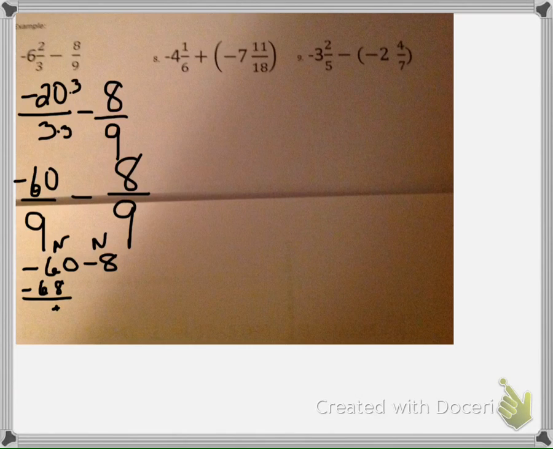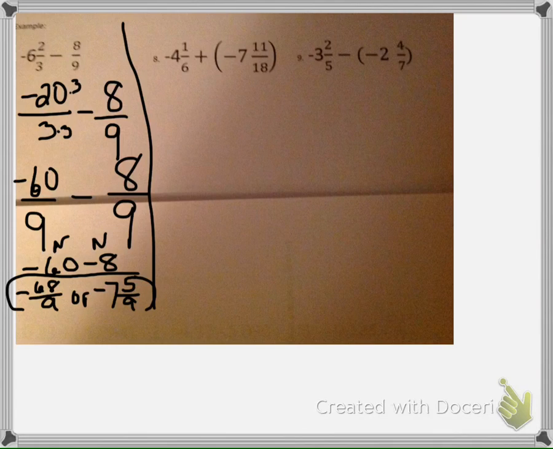Oops, let me fix that so I have more room. I'm running out there, negative 68 over 9. And that is simplified, so you could leave it as that, which I'm totally fine with. Or you could write it as a mixed number. 9 goes into that 7 times with 5 left over. So it would be negative 7 and 5/9. Either one of those answers is fine. Like I said, I'm fine with you leaving it as the improper fraction as long as it's simplified.